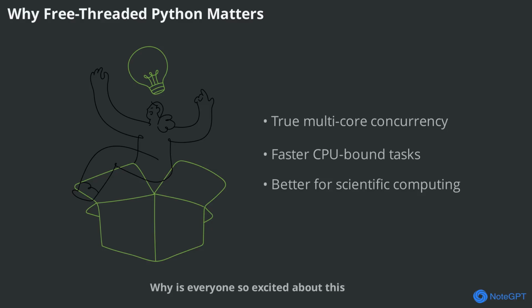Why is everyone so excited about this? Because removing the GIL means Python can finally use all the power of your computer's CPU cores for heavy tasks. Before, even if you wrote multi-threaded code, only one thread could run Python code at a time. Now, with free-threaded Python, tasks like scientific computing, data analysis, and machine learning can run much faster. It's a huge leap for developers who need serious performance.